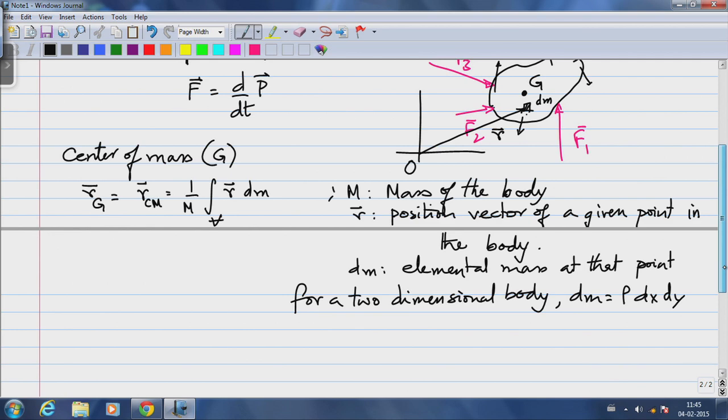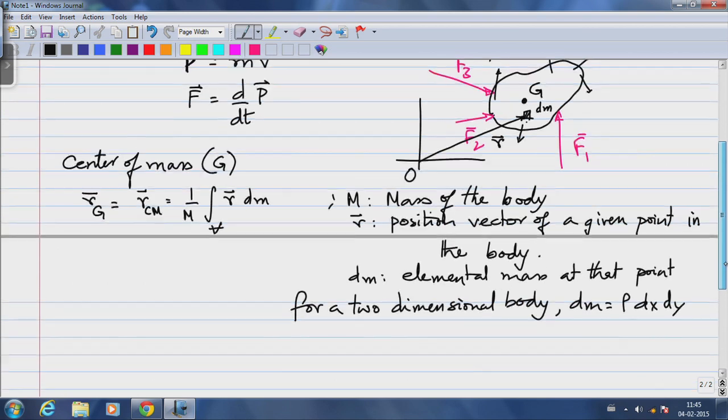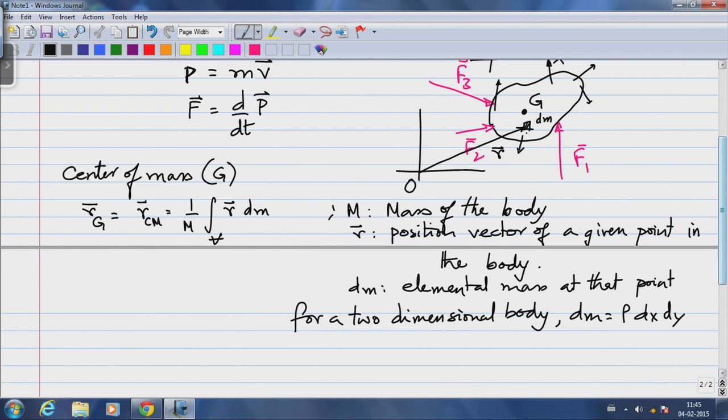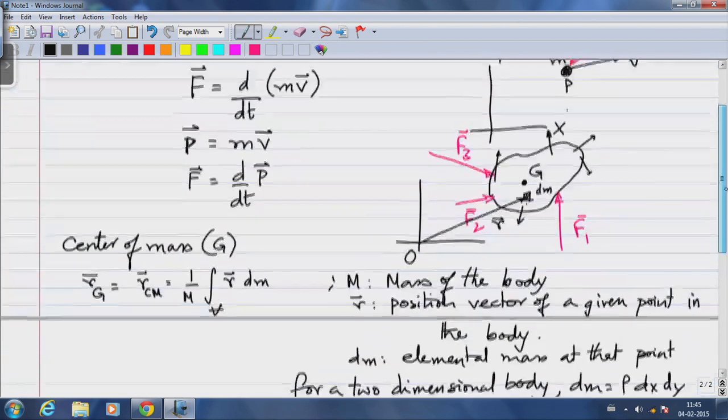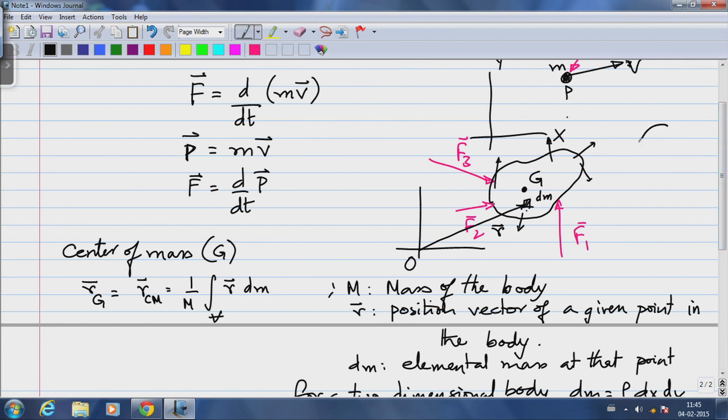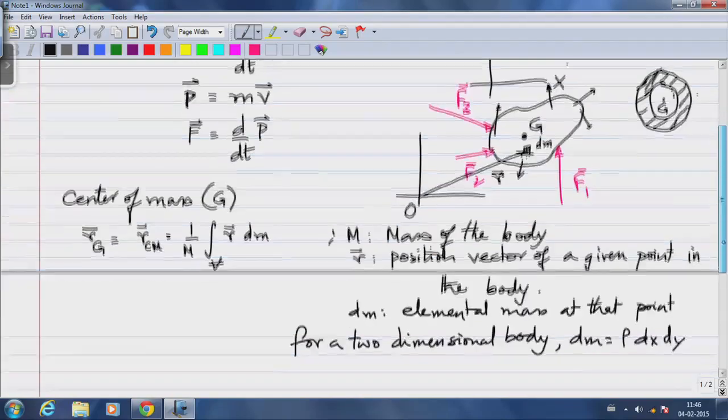So, the center of mass now is a point inside the body. Typically it may not be inside the body if the body is not simply connected. Let us take for example a simple hoop. If I have a circular hoop like a bangle, the center of mass of this hoop is not in the mass of the body itself. So, as long as the body is simply connected, the center of mass lies inside the body.